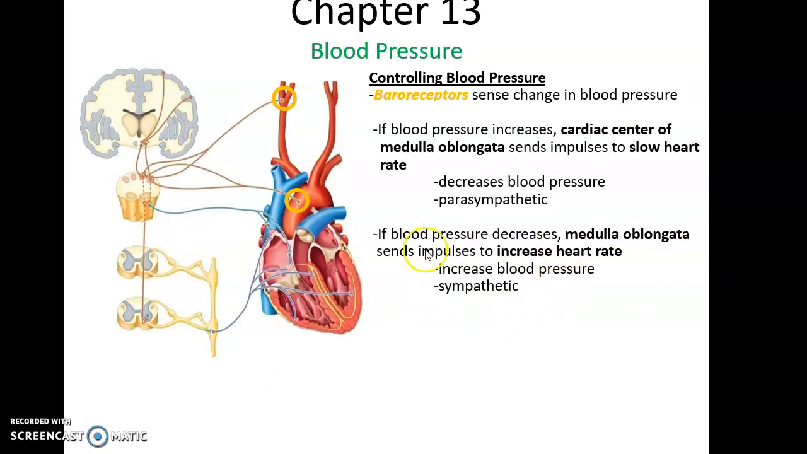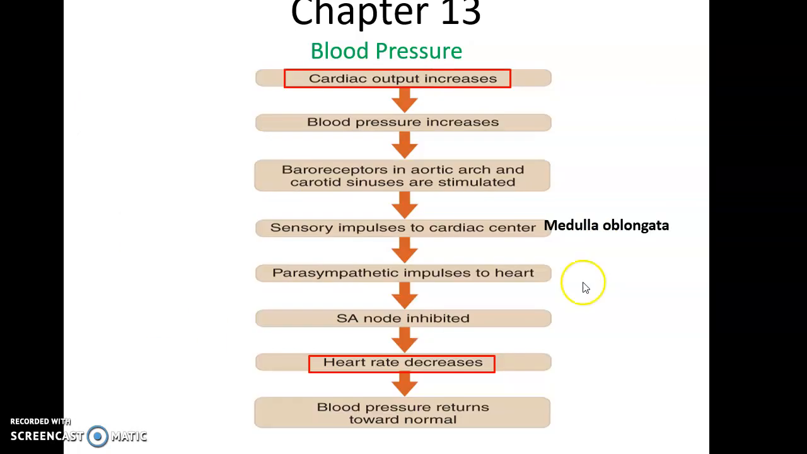And of course, you can have the opposite. If blood pressure is too low, then that information again goes to the medulla oblongata, and this time through the sympathetic division, signals are sent to increase the heart rate. Increase the heart rate, heart beats faster, that increases blood pressure. So cardiac output increases, this increases blood pressure. This will stimulate the baroreceptors, sending the information to the cardiac center in the medulla oblongata, and then a signal will be sent out to the sinoatrial node to inhibit or slow down the heart rate, thereby lowering the blood pressure.